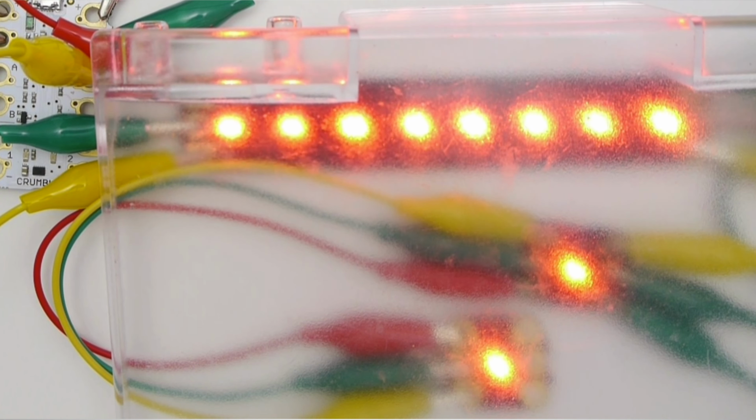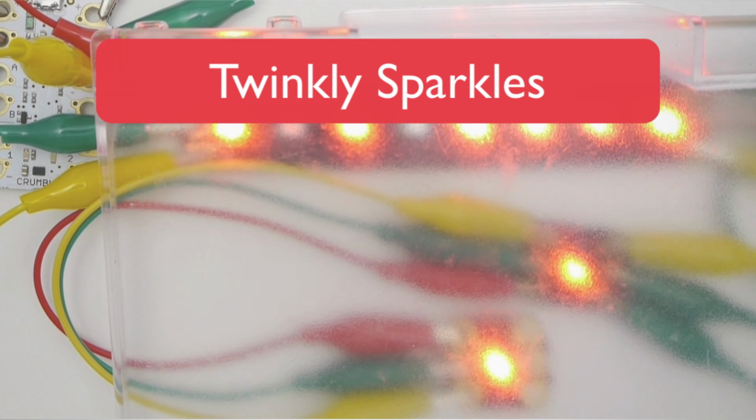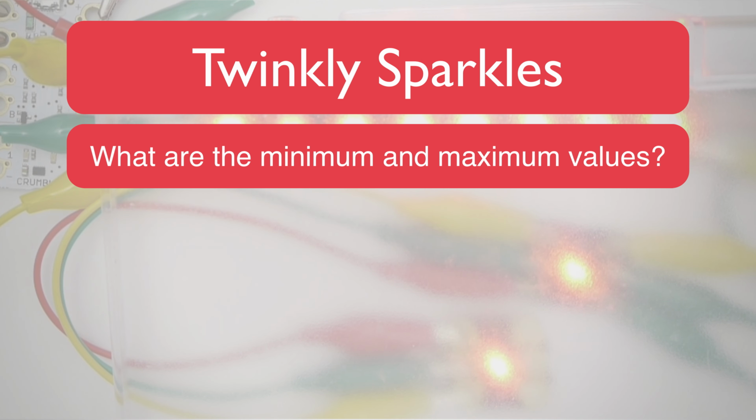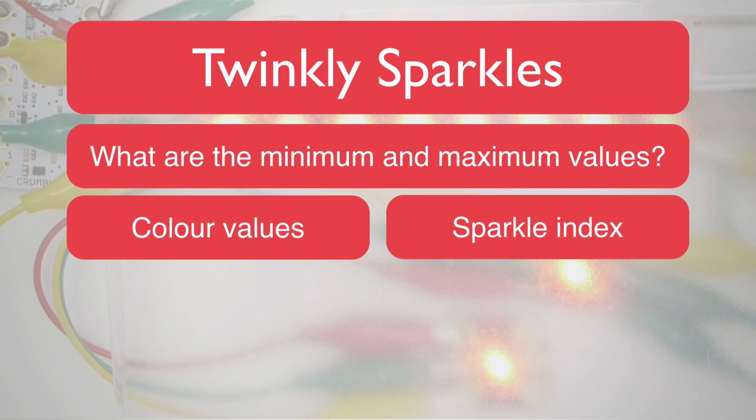See if you can work out how to use the random number generator to change the colour of the sparkles on your sparkle button randomly. Think carefully about the minimum and maximum values you'll need, both for the colour values as well as the index of the sparkles.